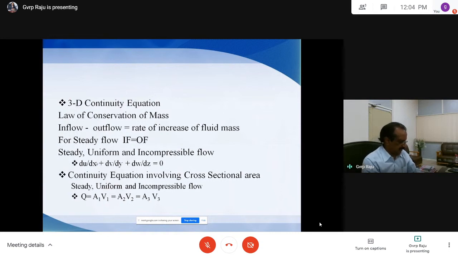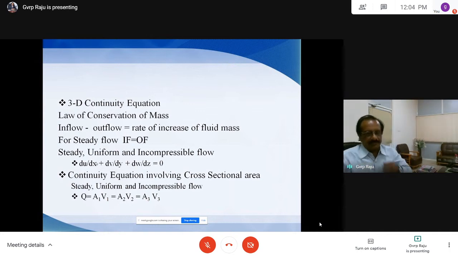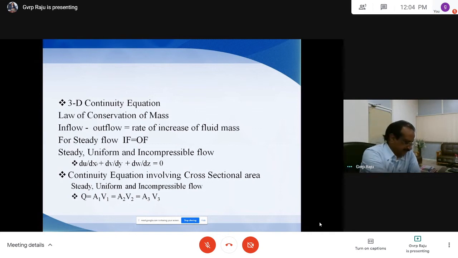Then, the three-dimensional continuity equation. It is based on the law of conservation of mass. What does it say? Mass can be neither created nor destroyed. Law of conservation of mass: mass can neither be created nor destroyed.